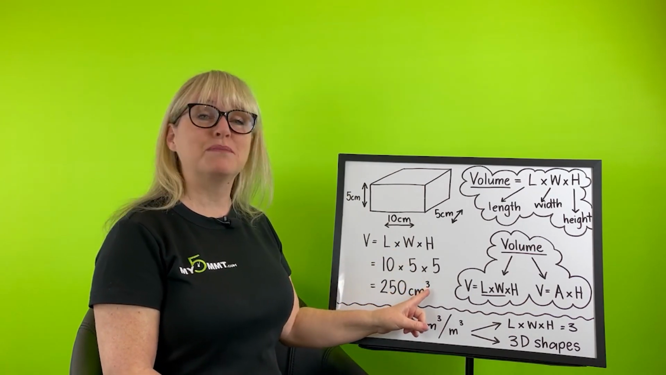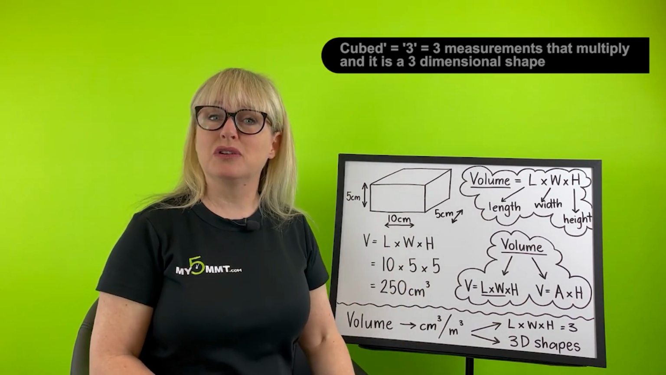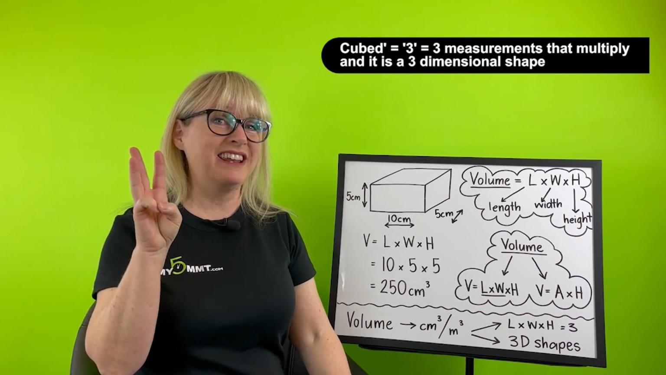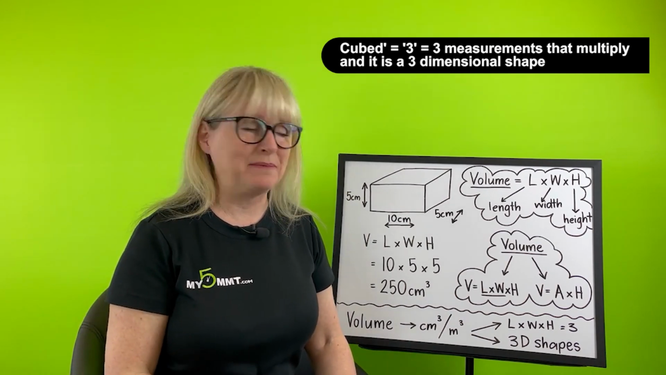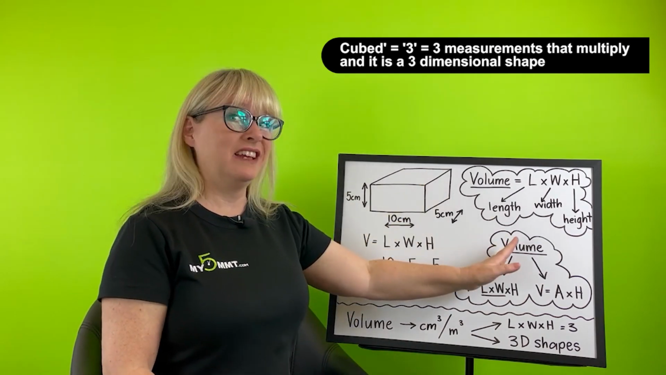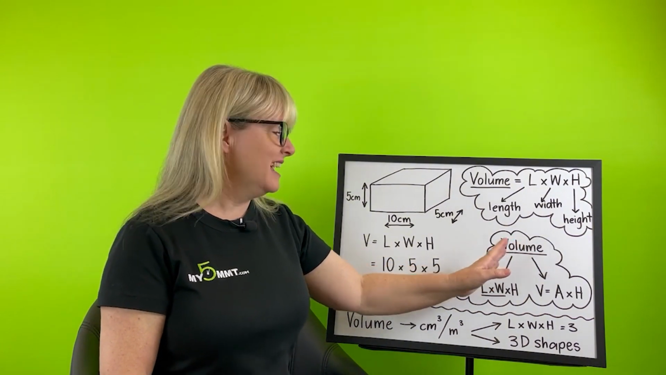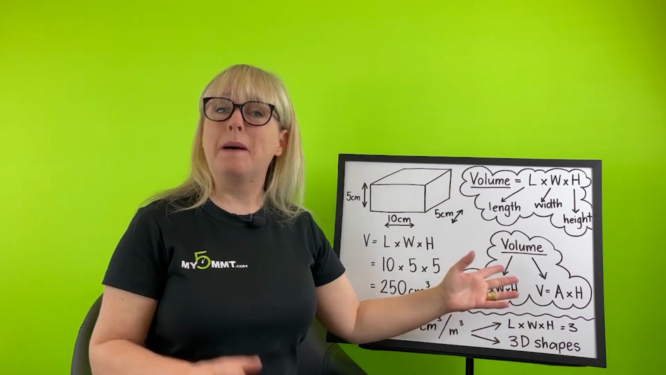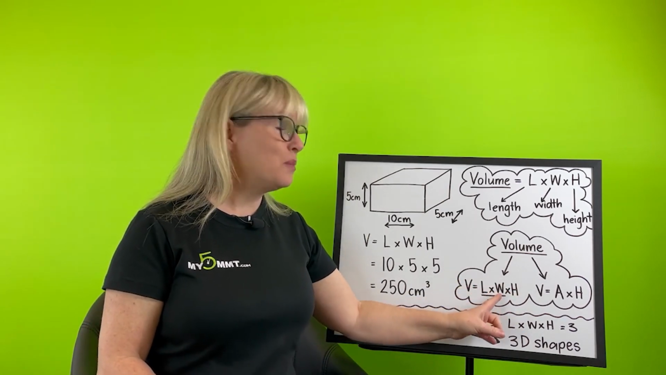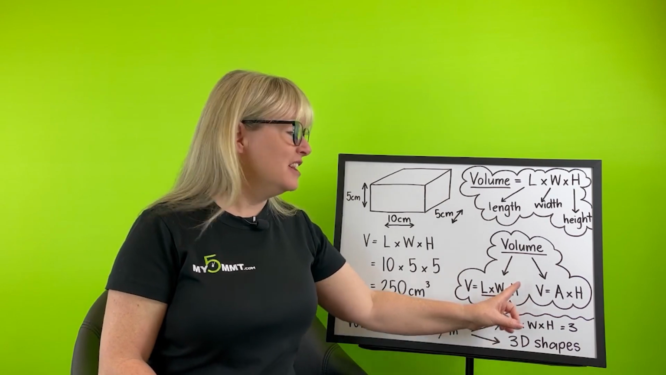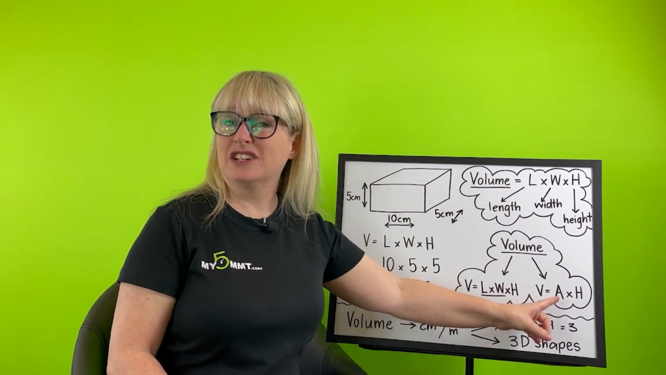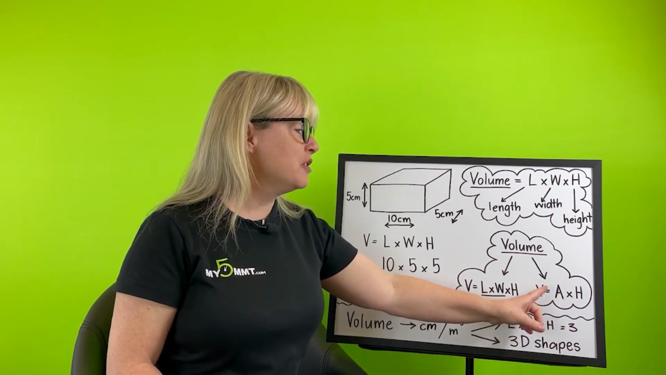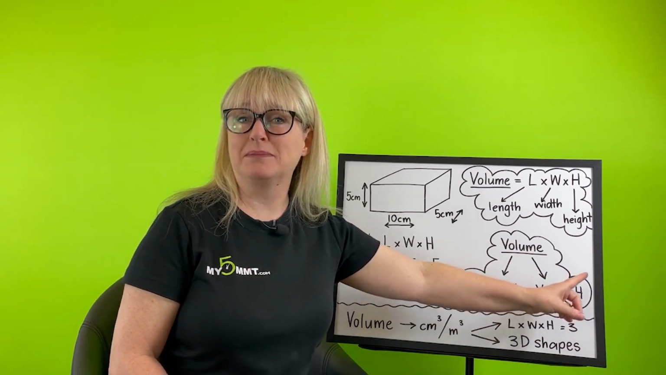Notice I didn't forget to put the little 3 because I'm talking about 3 measurements that multiplied, and it's a 3-dimensional shape. So we can think about volume in 2 different ways. It's quite interesting that we have volume is length times width times height, but don't forget that the length times the width is actually area. So we could use that to calculate the volume. Volume is my area times my height.